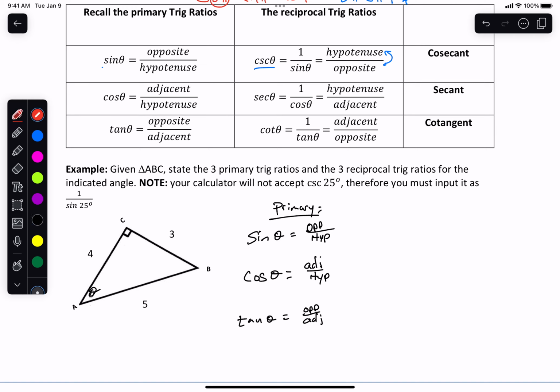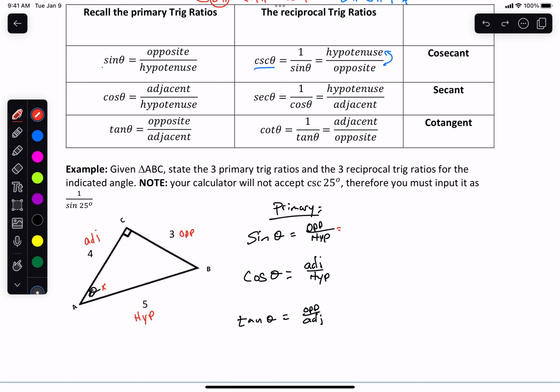So I'm standing here at theta. That's going to be opposite. That's going to be adjacent. And this is going to be hypotenuse. Does everyone agree? Okay, so all you're doing is putting in the numbers for opposite, hypotenuse, adjacent, where you've identified them to be based on SOHCAHTOA.